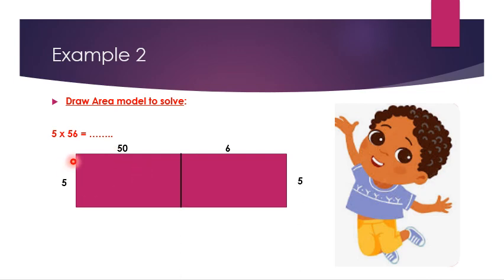Now I have two rectangles. Rectangle number 1, rectangle number 2. How can I get the area of the first rectangle? 50 by 5, which is 250. How can I get the area? Length by width, which is 6 by 5, which is 30. How can I get the area total of all of the rectangles? So I'm gonna add area 1 plus area 2. 250 plus 30 equals 280.